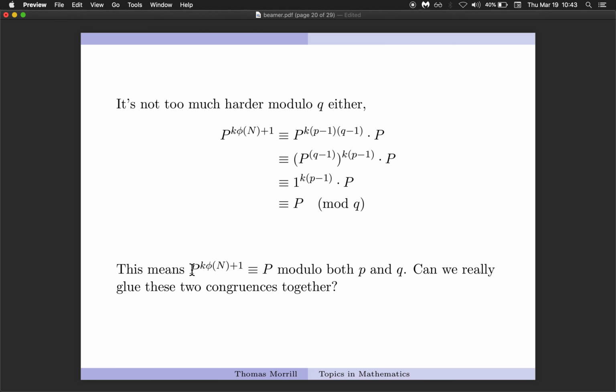I'm interested in showing that P to this power is going to get back to the original plaintext, modulo n. And now this is true for both the prime factors p and q. So the thing we should be concerned about is, can we really glue these two congruences together and determine that this also holds modulo capital N? And the answer is yes. And this is where we are going to introduce our main theorem for this week.